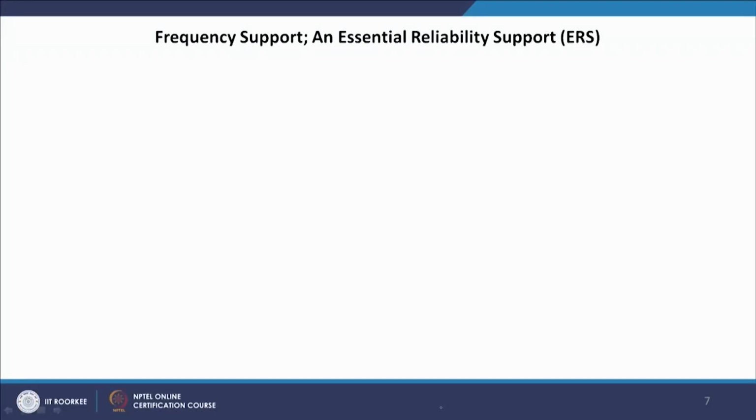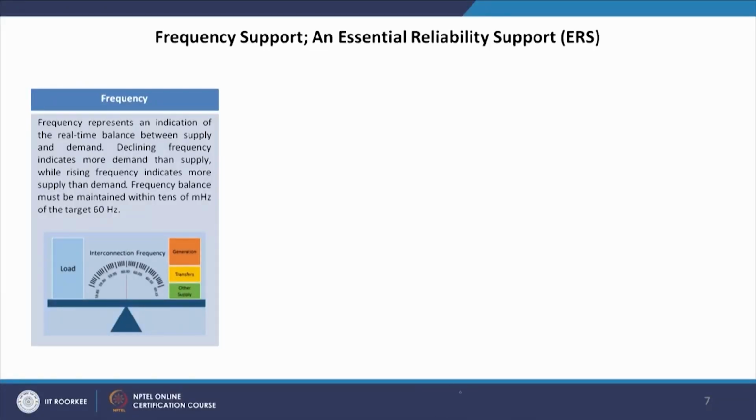Now, when you talk about frequency support, which is an essential reliability support, that is ERS, it is very important to maintain the frequency of the system constant all the time. Across the world, the frequency is 60 hertz in North America, and the rest of the systems are close to 50 hertz. Frequency represents an indication of the real time balance between supply and demand. Declining frequency indicates more demand than supply, while rising frequency indicates more supply than demand. Frequency balance must be maintained within tens of millihertz of the target 60 hertz, or it could be 50 hertz. So, this is how we run the system, and this is my load, and this is my generation.